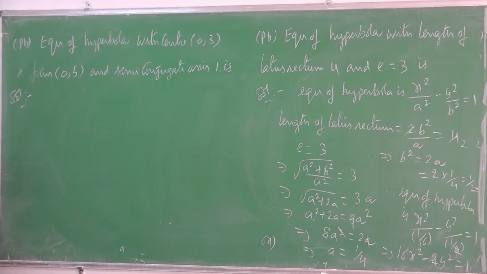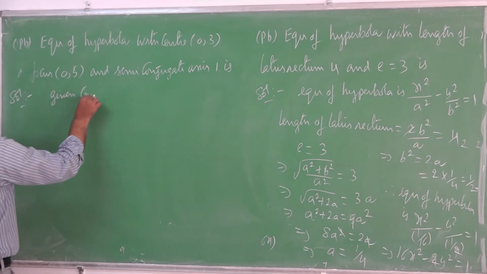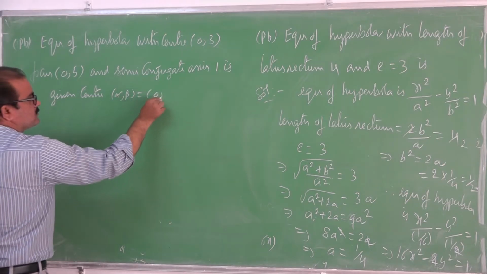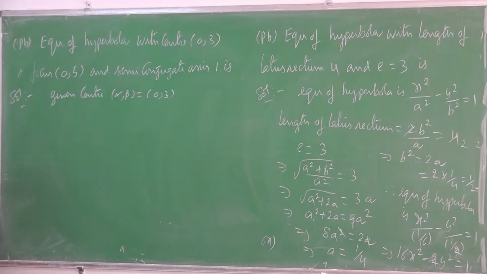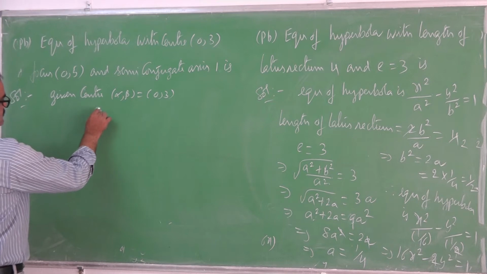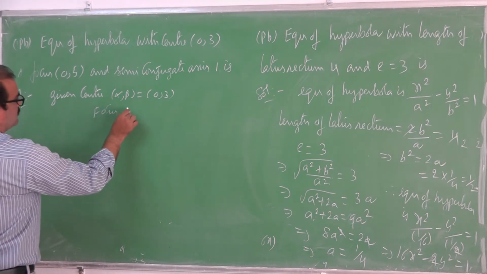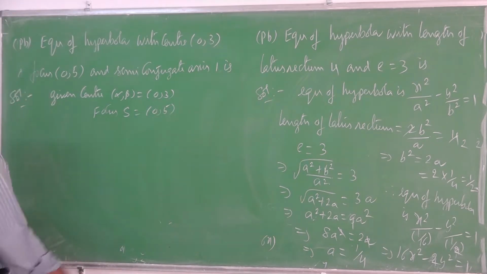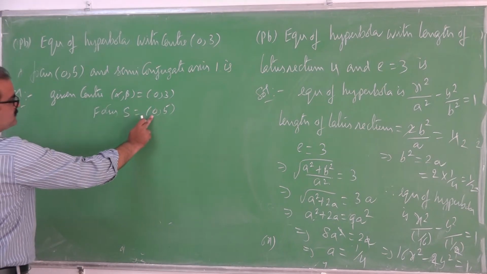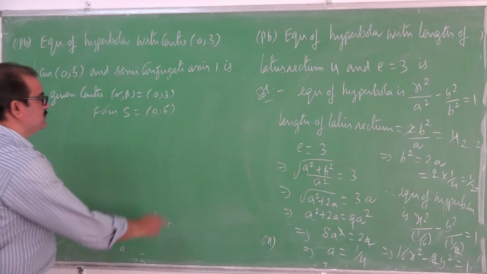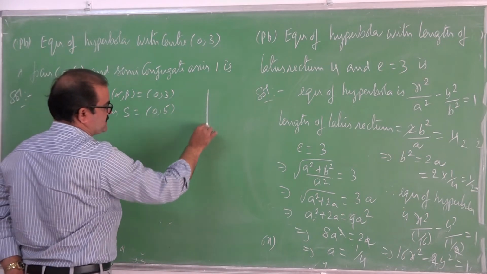Okay, see what is given. Center (alpha, beta) is equal to (0, 3). Here the center is not the origin, so the hyperbola is not in standard form. Focus is (0, 5). You observe that in both the center and the foci, the x coordinate is 0. If the x coordinate is 0, then these 2 points lie on the y-axis.